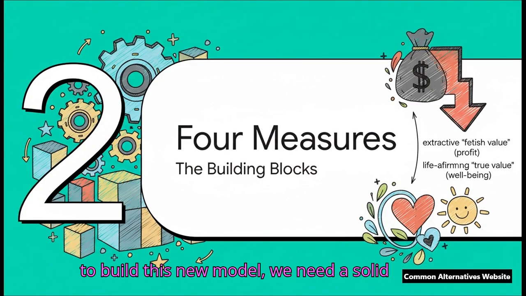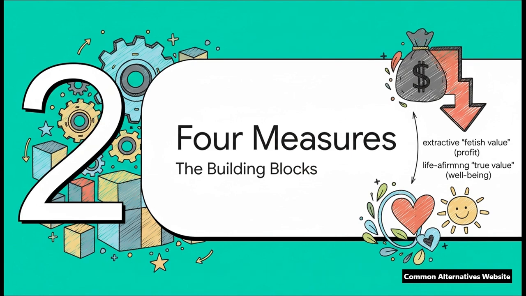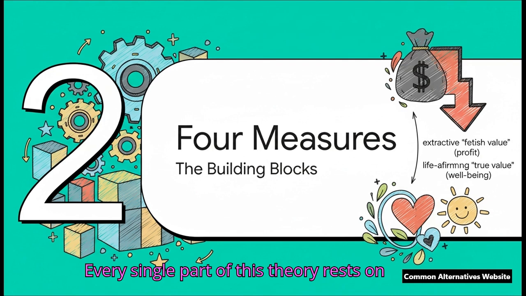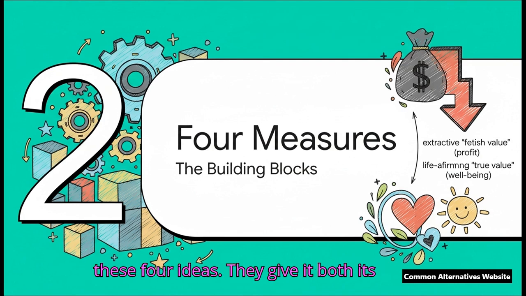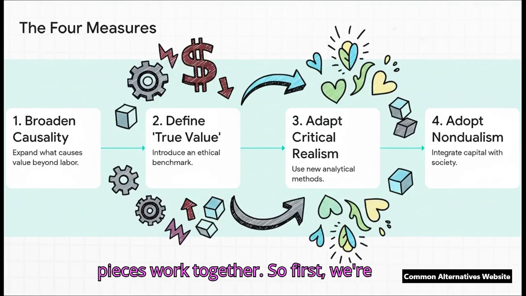All right, so if we're going to build this new model, we need a solid foundation. The author lays out 4 essential measures. Think of them like the 4 cornerstones of a building. Every single part of this theory rests on these 4 ideas. They give it both its analytical bite and its ethical compass. The magic here is really how these 4 pieces work together.